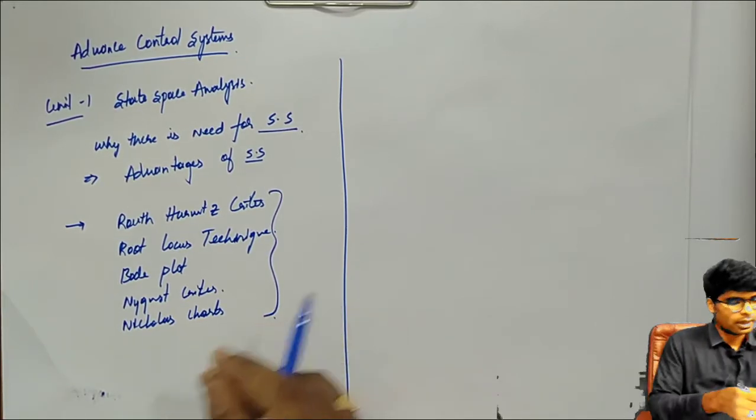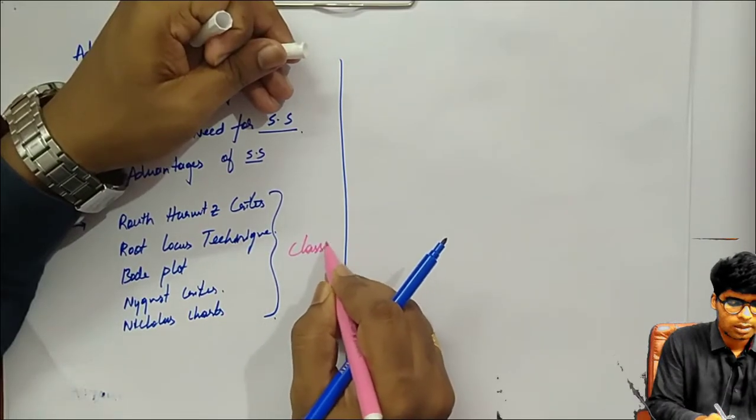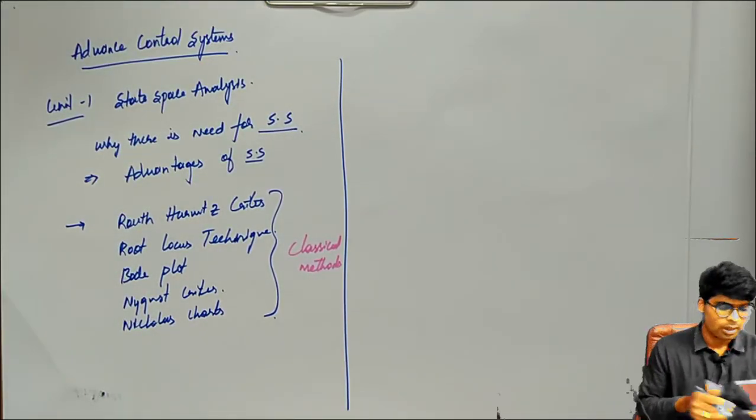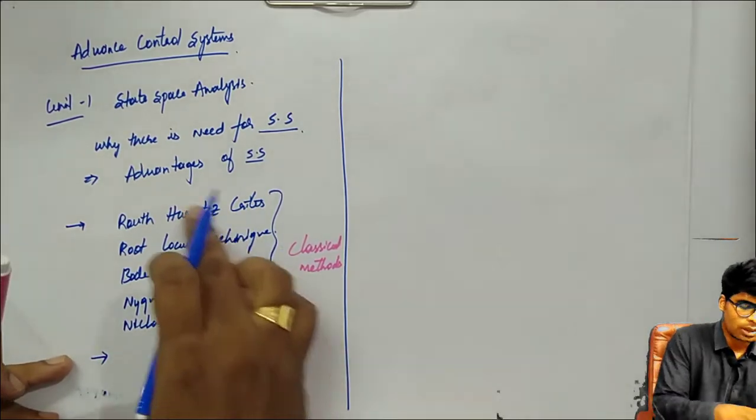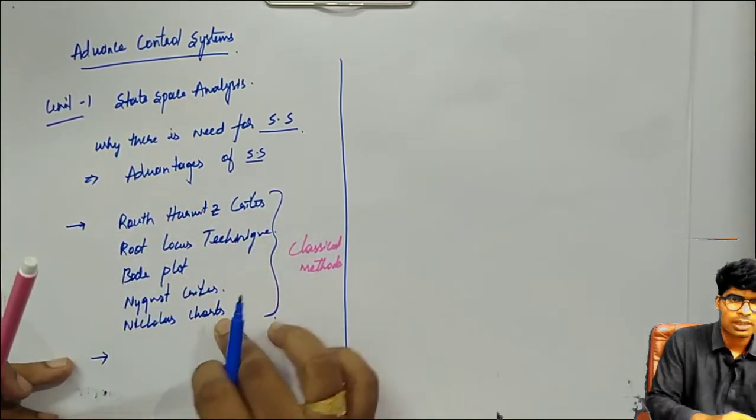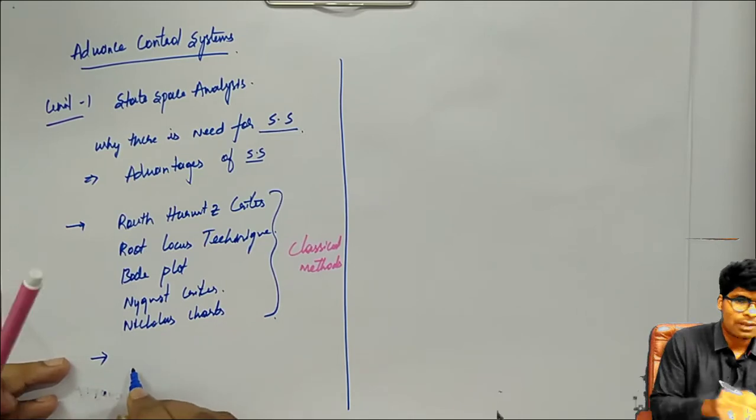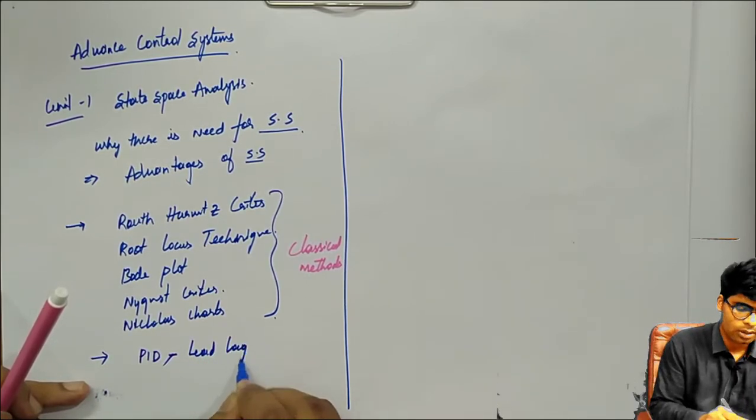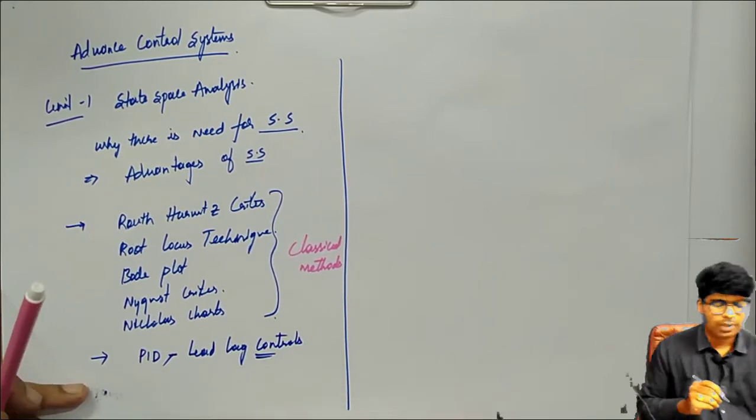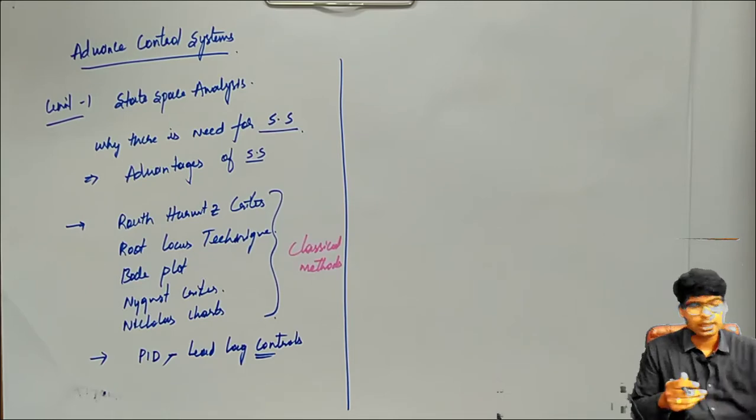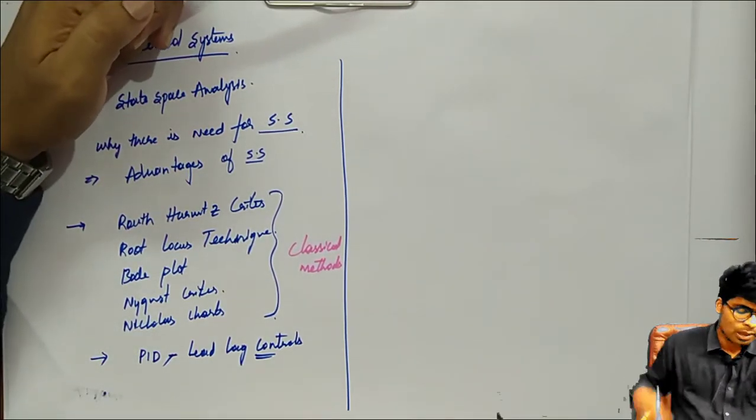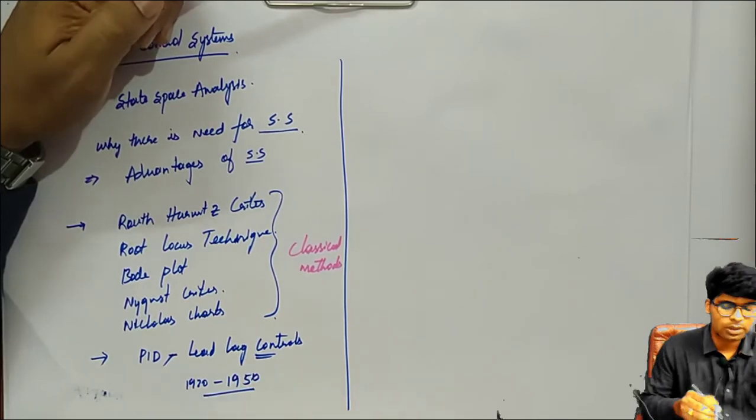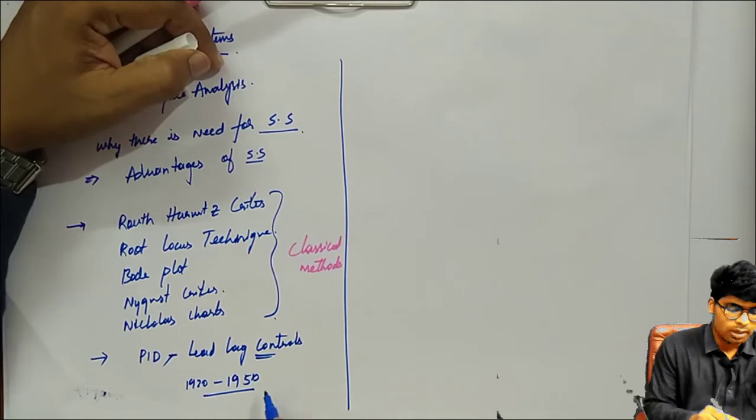But these five techniques were classical methods. If you find the system unstable, what do you do? You keep a controller. We have controllers like PID and lead-lag controllers. By using the PID and lead-lag controller, we say whether the system attains stability or not. So up to about 1950-60, we used to use these controller techniques.